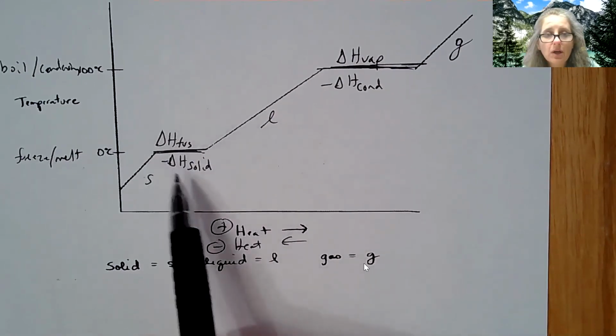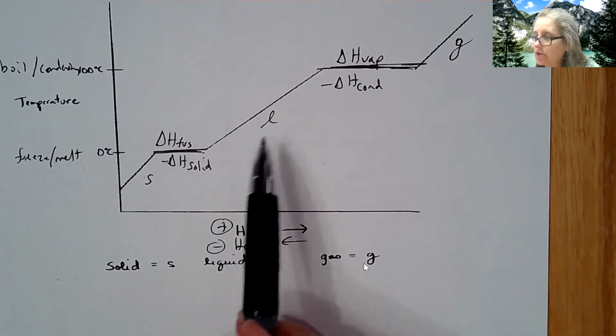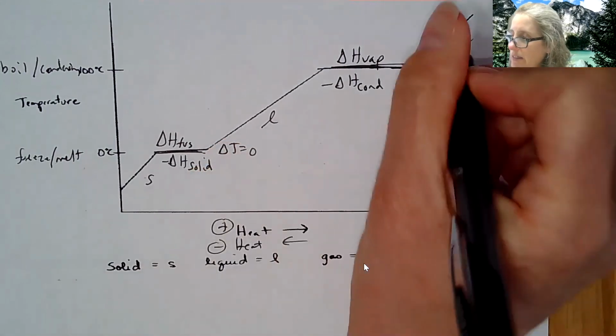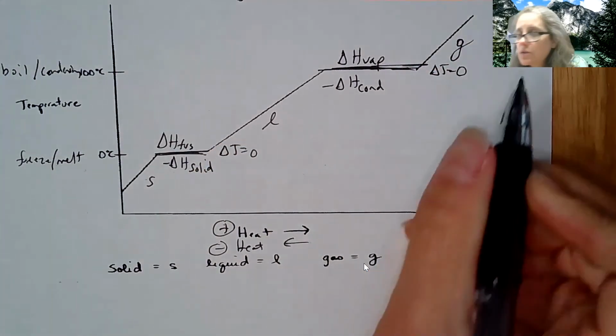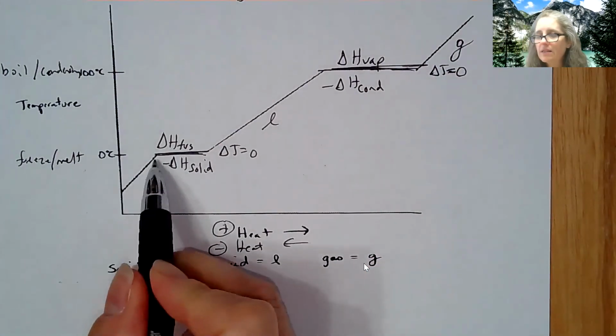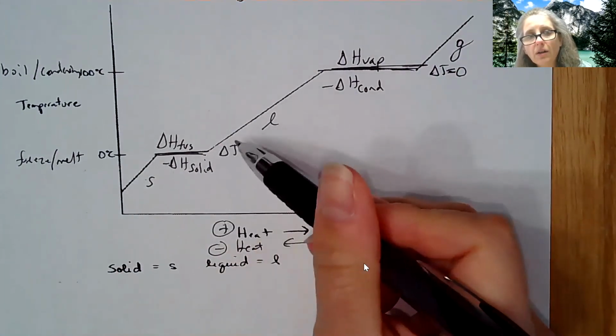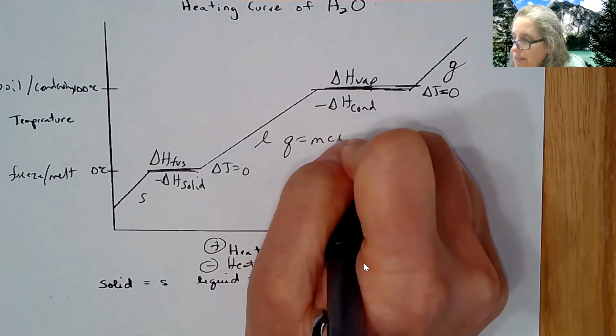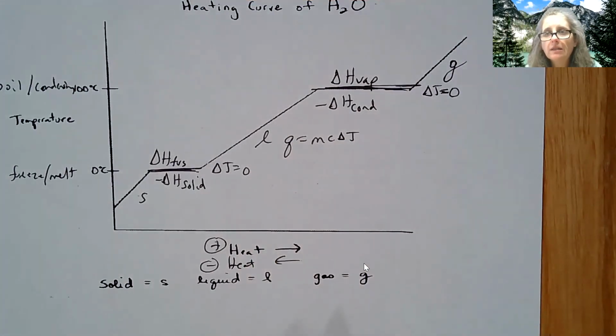If I am talking about how much energy it takes to go from a solid to liquid, please realize that this is where delta T is 0. There's no change in temperature at that point. For these upward sloping lines where it's all solid, all liquid, all gas, you can use, of course, Q equals MC delta T to find how much heat is required there. So again, this is going to feel a little bit like thermo because we're going back and talking about how much energy things are taking.